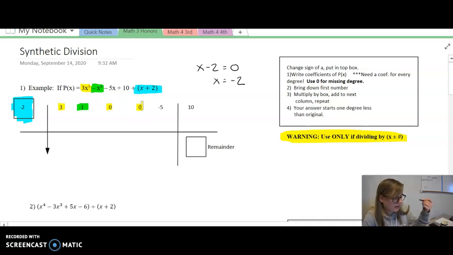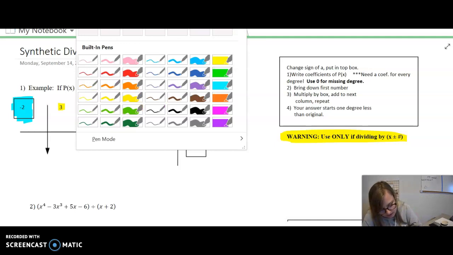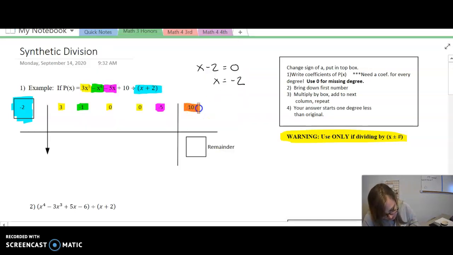Now we have x to the 1st. That's right here, and that was -5x, so we're going to have -5 as our number. And lastly, we have x to the 0th, and we know that anything to the 0th power is going to be 1. So it's like we had a constant times 1. This will always be our constant otherwise. So our constant is 10. Now we have all of our coefficients written down.